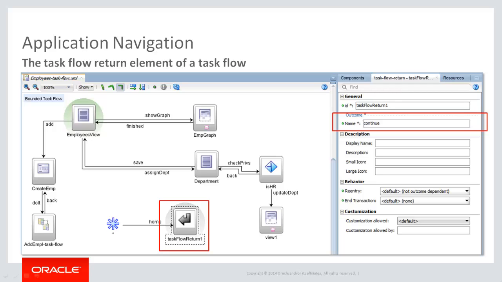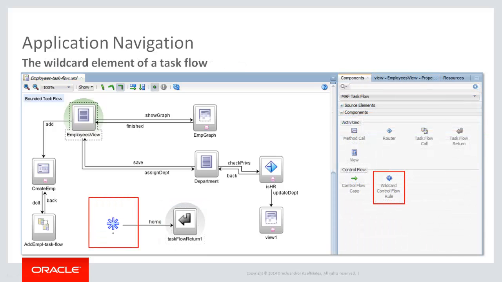The last task flow element we'll cover is called the wildcard. This is a neat feature that will save you a lot of effort. Imagine you've got a home button on each and every page in your task flow, which if pressed should immediately take you out of the current task flow back to the parent. This would involve defining a control flow on every page pointing to the task flow return. Instead, you can use a wildcard. In this case, the wildcard ID is asterisk. That means any view on this task flow can navigate directly to the task flow return.